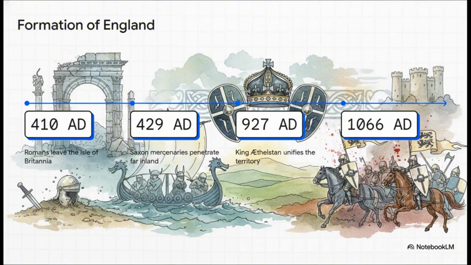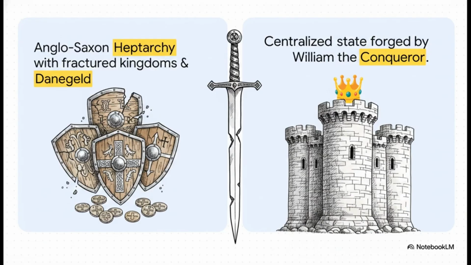Now, before the Normans showed up, the Anglo-Saxon period was all about the heptarchy. Think of it as a bunch of fractured, competing petty kingdoms that eventually got so desperate they had to pay literal extortion money, the Danegeld, just to keep invading Vikings happy. But then William the Conqueror wins the Battle of Hastings in 1066, and boom, that fractured landscape is violently, ruthlessly forged into a highly centralized state.